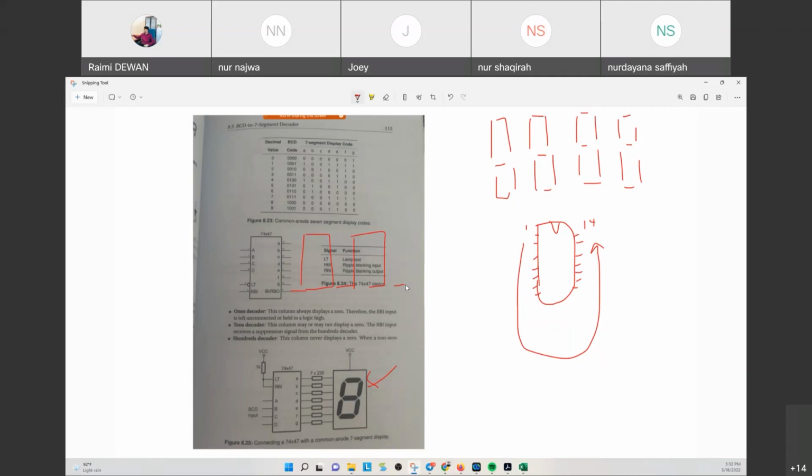Next is here, for example, figure 8.23, common anode 7-segment display codes. So if the first digit is 0, what is the common anode? Common anode is that it connects to the anode. And so on. So we will have 7 of them, 1, 2, 3, 4, 5, 6, 7. This is common anode.